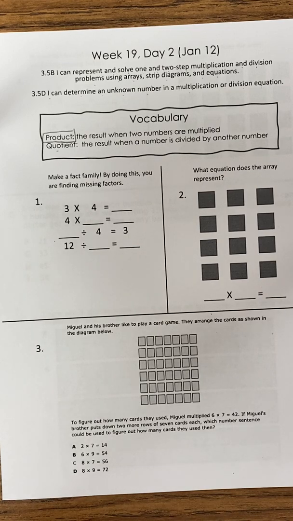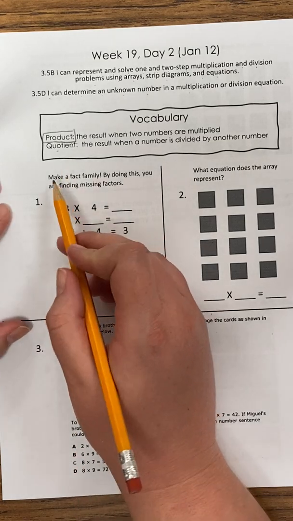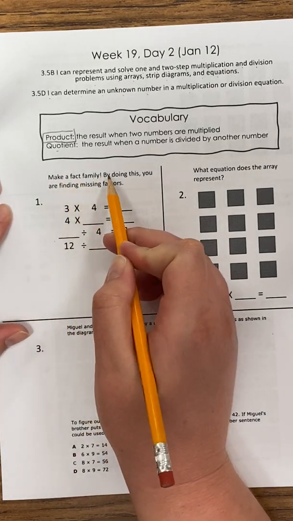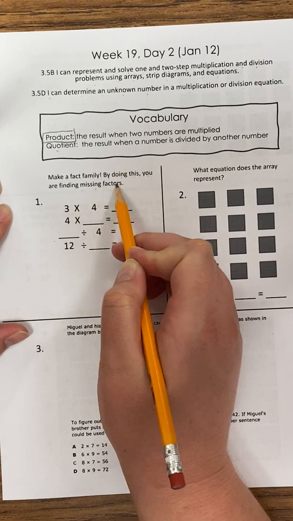So now we're going to get right into problems that you're going to be working with on your own. And again, just like what it said up here, we're going to be working with arrays again, and we're going to be working with strip diagrams and just regular equations. Okay, so right here, make a fact family. By doing this, you are finding the missing factor.